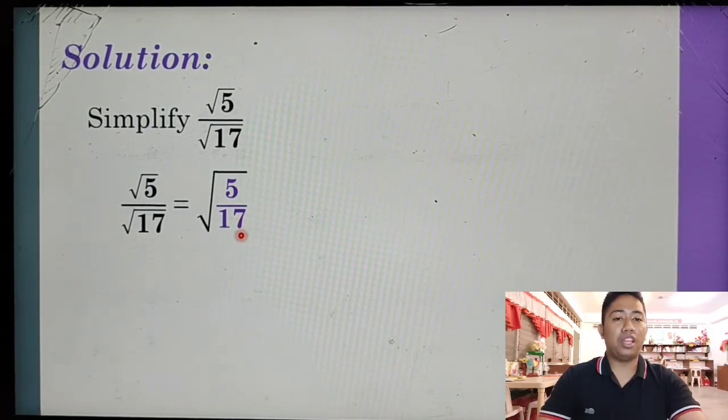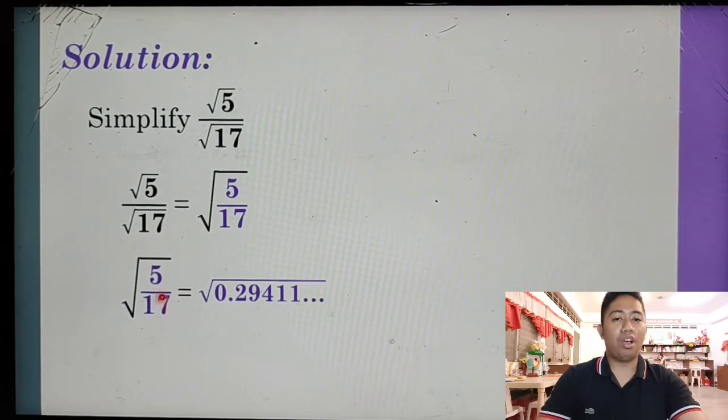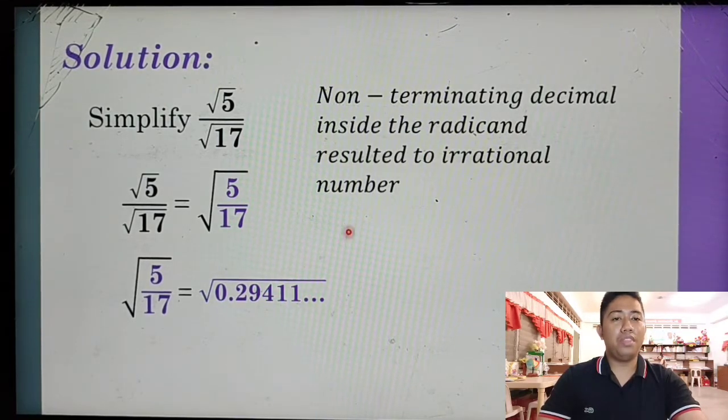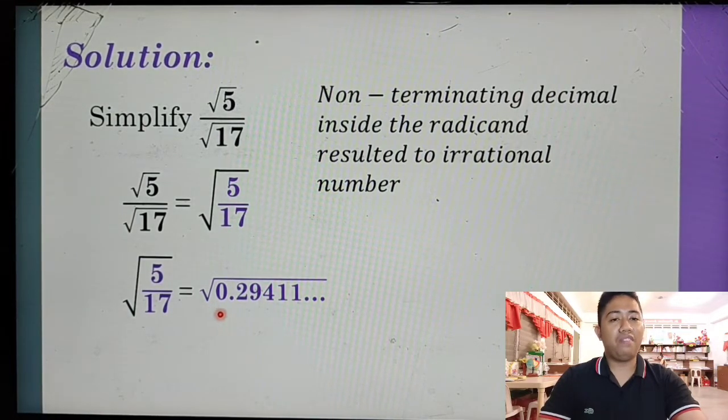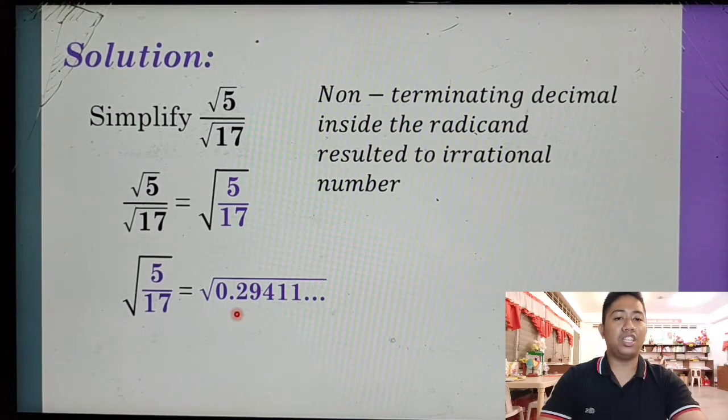By the use of a calculator, we computed that the square root of 5 over 17 is equivalent to the square root of 0.29411 and so on. So there is a non-terminating decimal inside the radicand, which results in an irrational number. Meaning, if you simplify the square root of this non-terminating decimal, the result is an irrational number, and the digits of the result are endless.